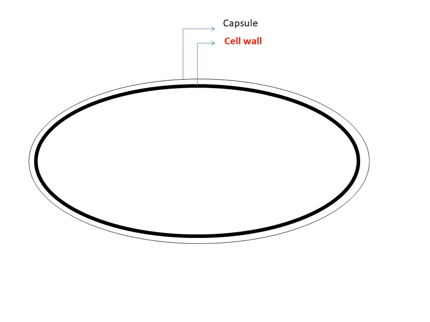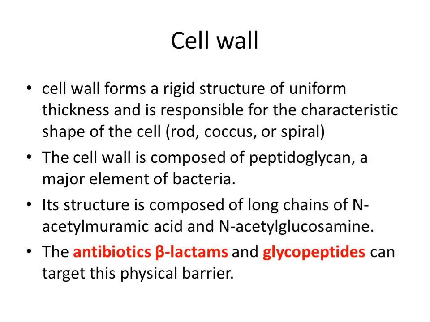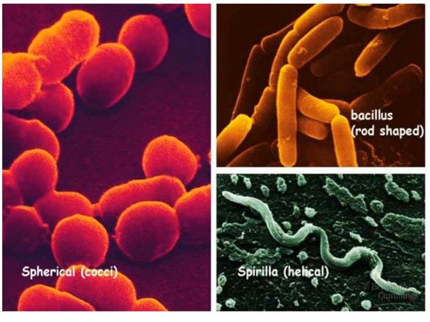The second layer is called the cell wall. It is basically made up of peptidoglycan. It's a rigid structure. So this cell wall decides the shape of the bacteria, whether it is rod shape or cocci shape or spiral. Normally antibiotics such as penicillin work by inhibiting the cell wall of the bacteria. So these are the different shapes of the bacteria: cocci, bacilli and spirilla.